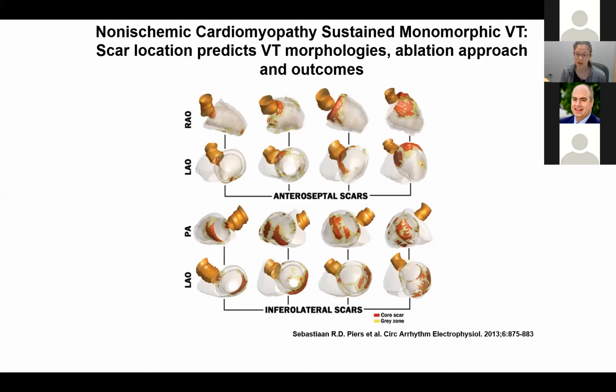This is some work from Katja Zeppenfeld's group where they looked at folks with non-ischemic cardiomyopathy and looked at patterns of scar. And here you can see that they grouped them into anteroseptal scars and inferolateral scars. And the inferolateral scars were more often accessible from the epicardium, or required epicardial ablation for termination of VT. But the septal scars were a bit more challenging.